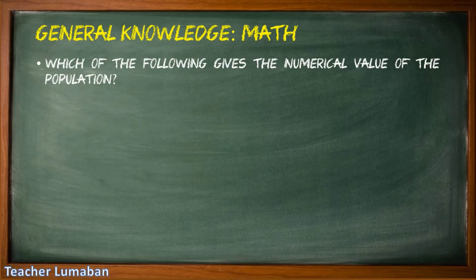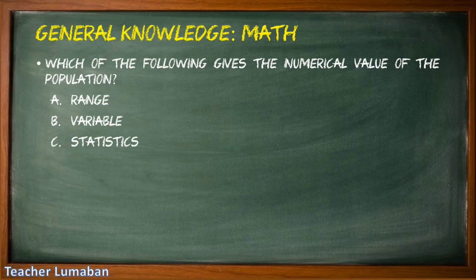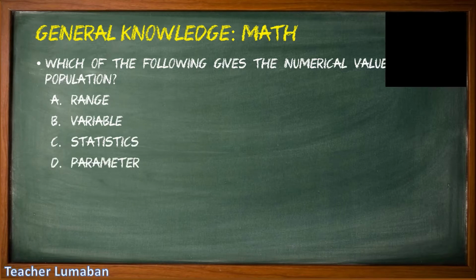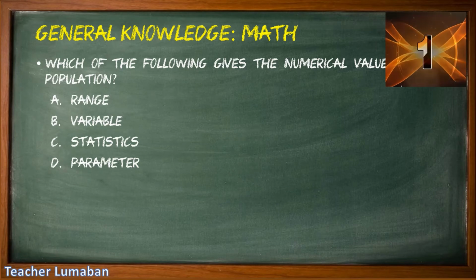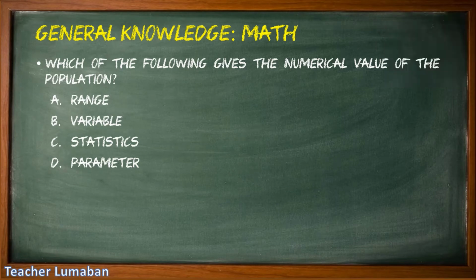Which of the following gives the numerical value of the population? Letter A: range. Letter B: variable. Letter C: statistics. Letter D: parameter. Please answer in 5, 4, 3, 2, 1. The correct answer is letter D, parameter.